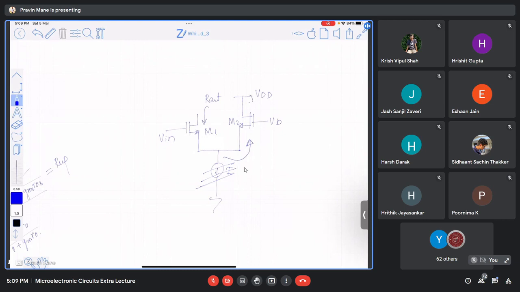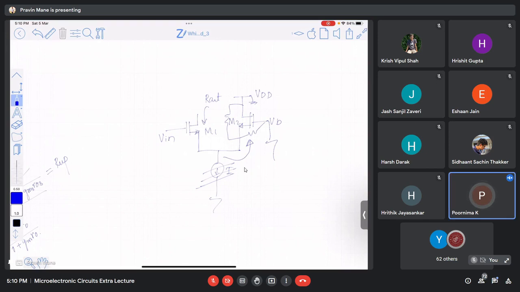See, this VDD is connected to ground. There is a 1 by GM here. There is RO. Sorry, RO and 1 by GM. Are they in parallel? Because VB is connected to ground, VDD is connected to ground. So what is the impedance RS? 1 by GM2 parallel RO2.